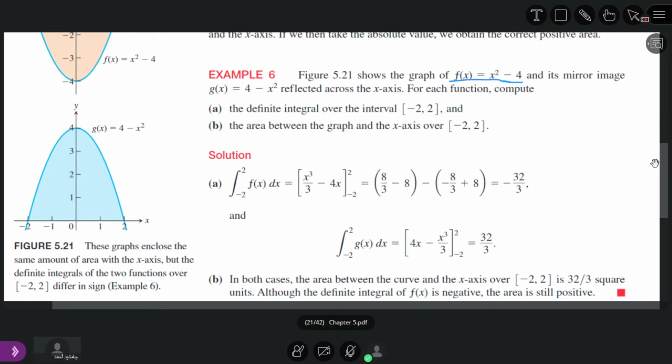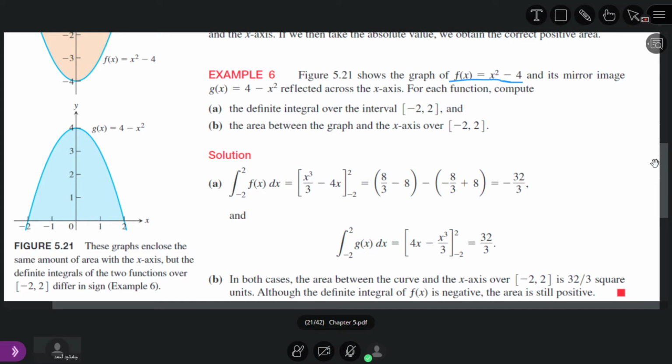f of x is equal to x squared minus 4. This function is a mirror image of g of x is equal to 4 minus x squared, because if we put the graph of the function f of x in front of a mirror, we get g of x, which is equal to 4 minus x squared. So the graph of f of x is the following.